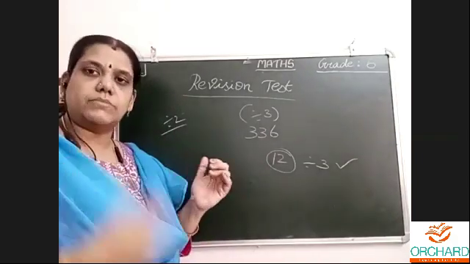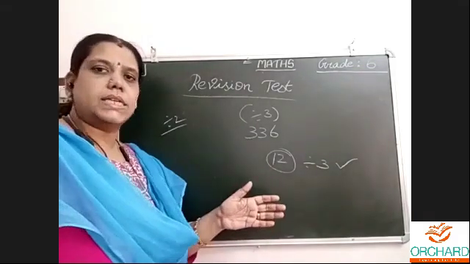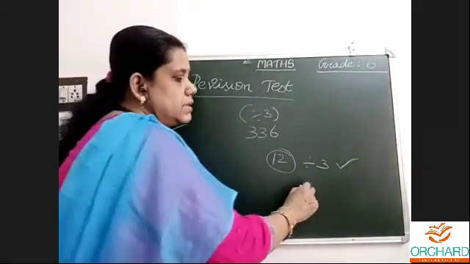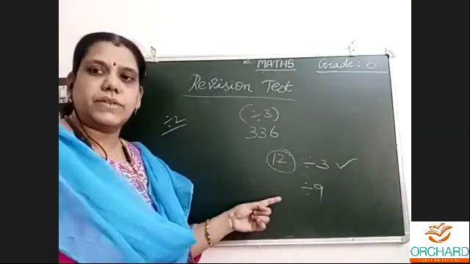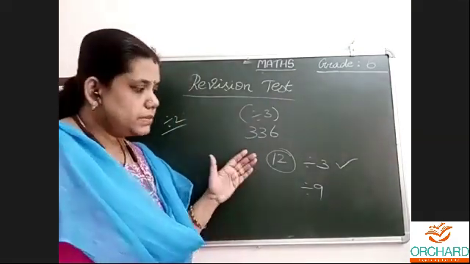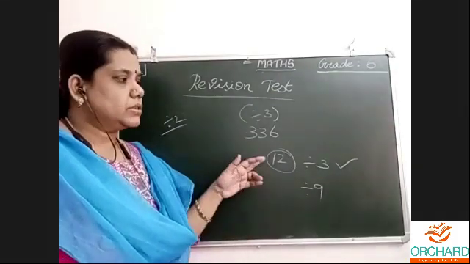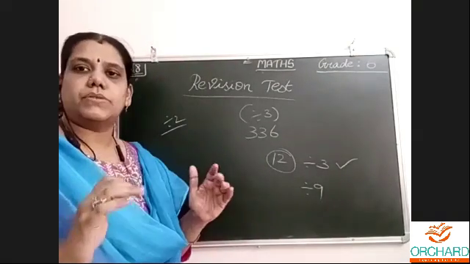For divisibility by 9, when you add the digits and the sum of the digits comes in the 9 table, if it is divisible totally, meaning the remainder is 0, yes, it is divisible. Otherwise, no. For 3 and 9, it is the same thing: see the sum of the digits.